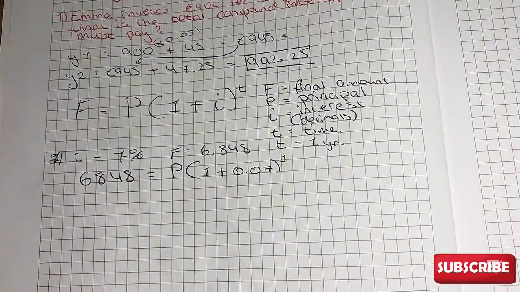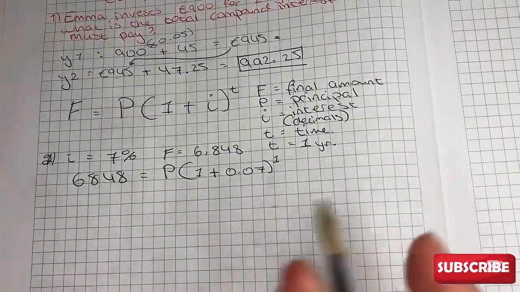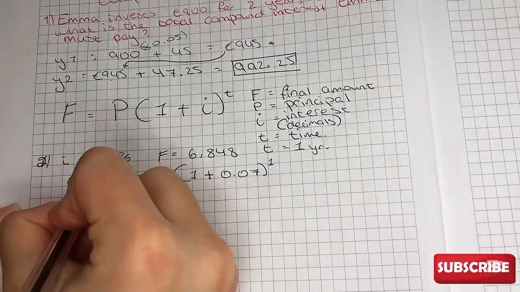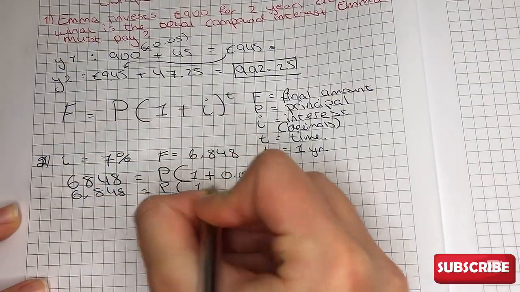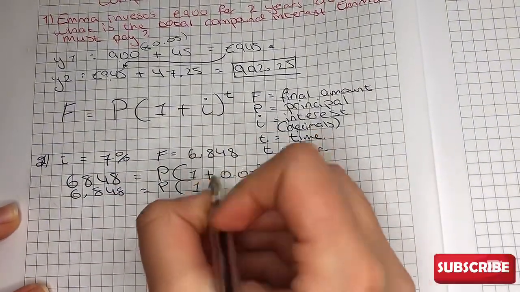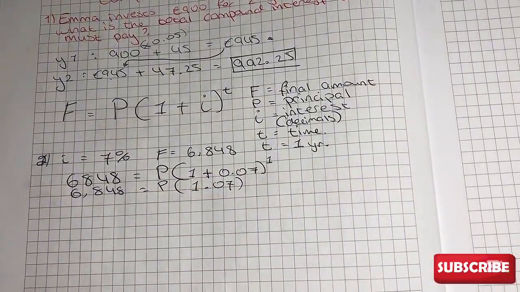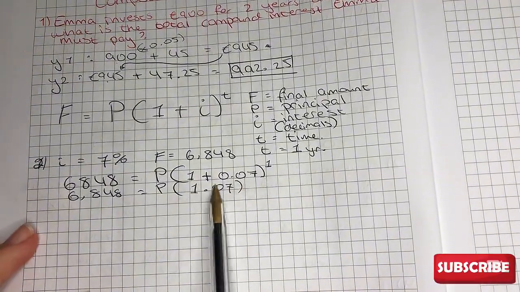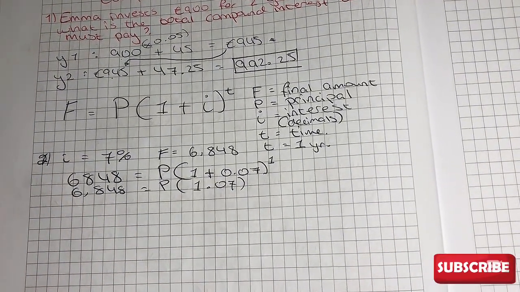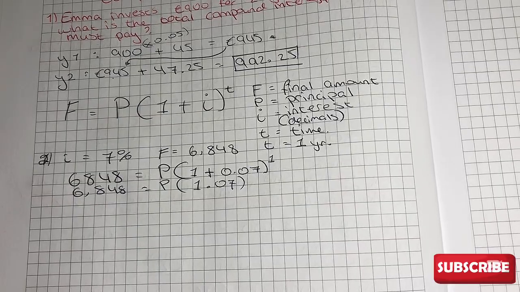So now we have to solve for P. Firstly, we're going to solve what's within the bracket first. So 6,848 is equal to P times 1.07, since 1 plus 0.07 is 1.07. Raised to the power of 1, you don't really need to, it's the same thing. Although, if it is raised to the power of 2, you would solve for that. Don't forget that. So now what you need to do is you need to divide.